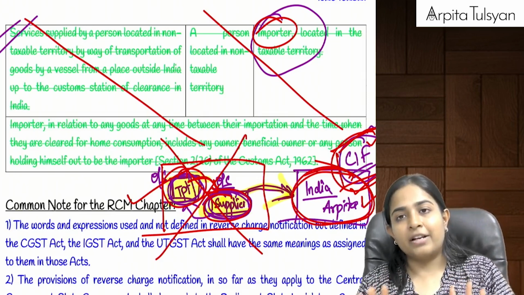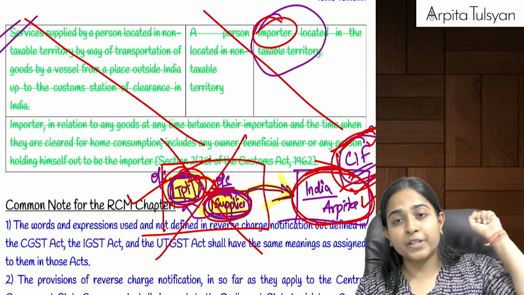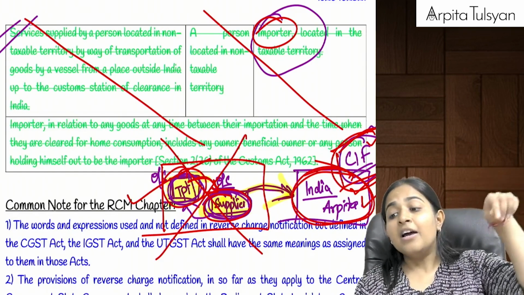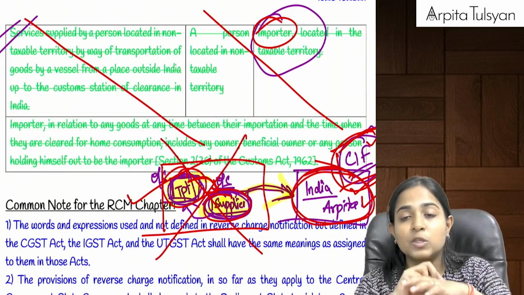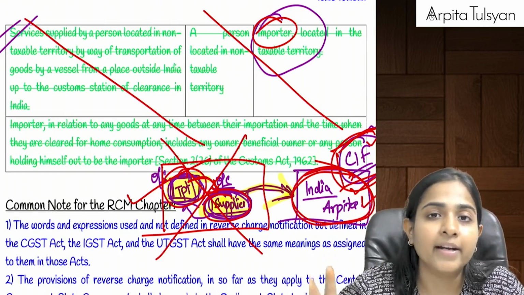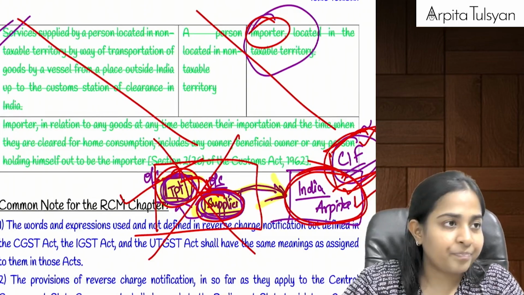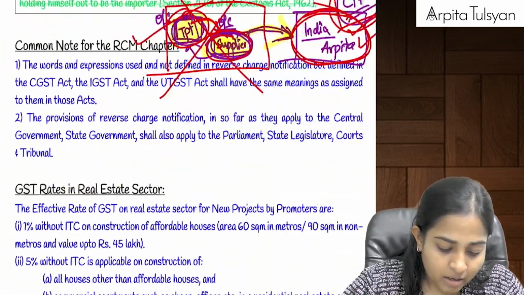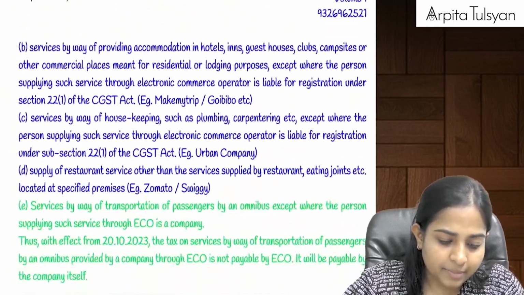So whenever transportation services are provided by an outsider person to a supplier outside India, where the goods are imported by an Indian person, this Indian importer is not required to pay any GST under reverse charge or even under forward charge. Are you clear with this? Yes. Okay.